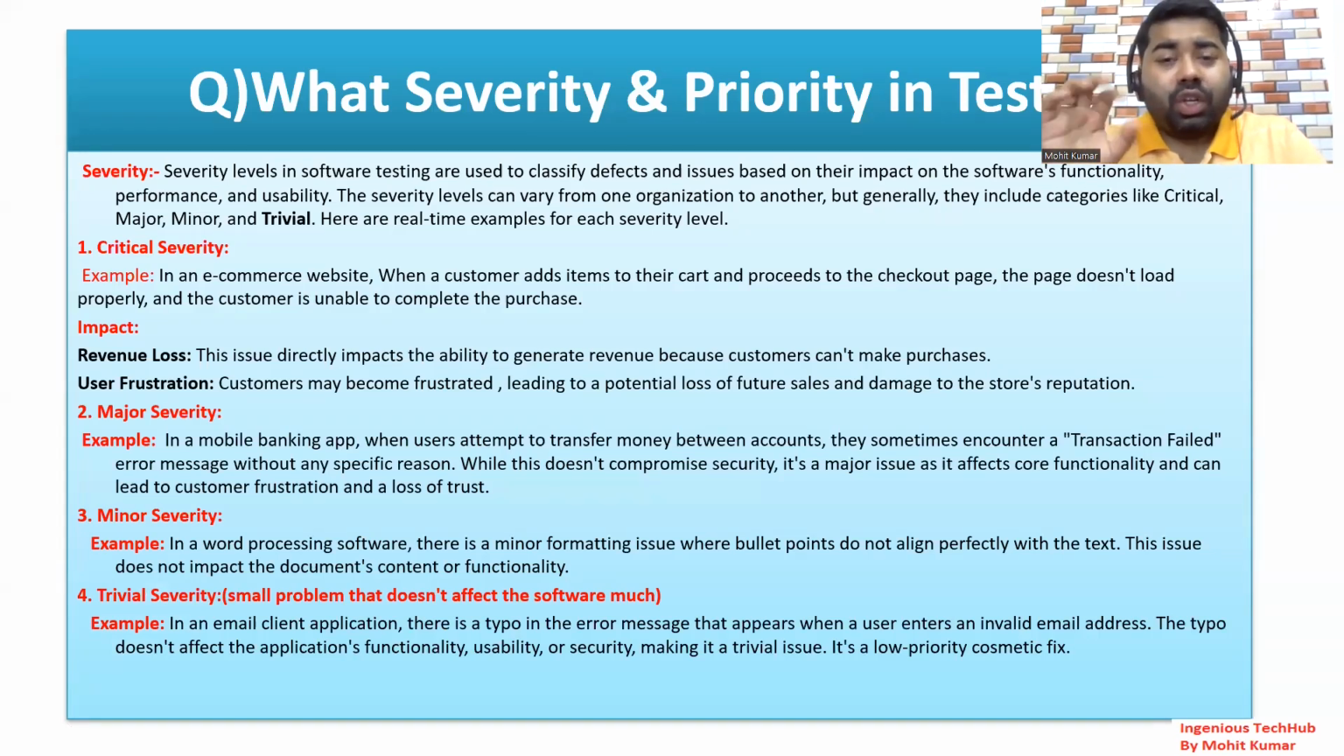Then we have trivial severity, which means it's very small and does not affect the software much. It's very low, not impacting the functionality much. I have given the example of typing the wrong email ID, right? You get an error message, and that error message has some spelling mistake or an incorrect sentence, but it is not impacting any functionality at all.